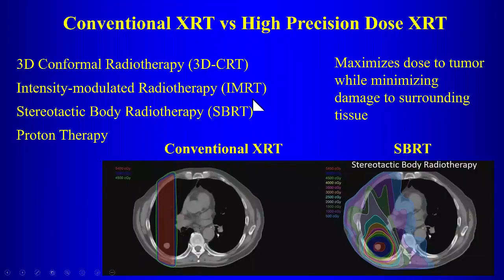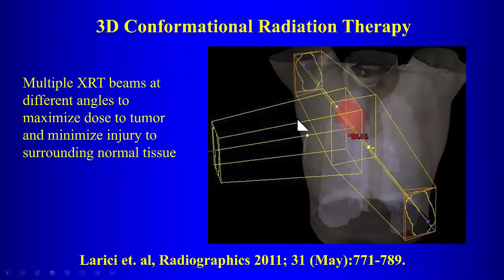Now, so far what we've discussed is for conventional radiation therapy. Nowadays we have high precision dose radiation therapy, all right, and the terms that are used for this: 3D conformal, intensity modulated, stereotactic, sometimes even proton therapy. And so what is done here is these are strategies to maximize the radiation dose to the actual tumor, and to minimize the dose to the surrounding more normal lung tissue.